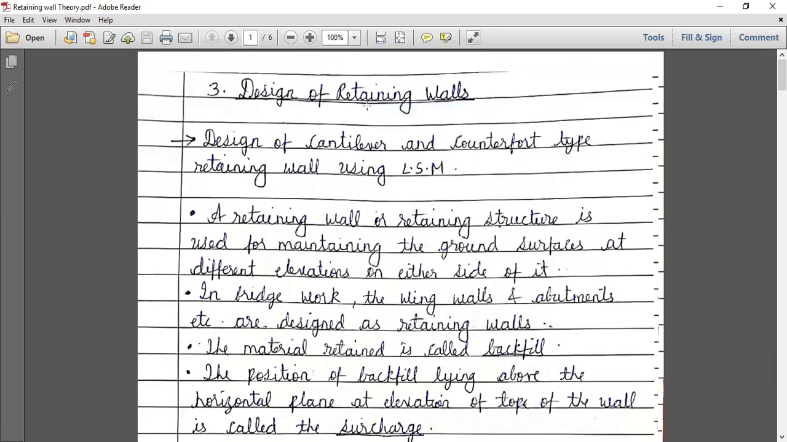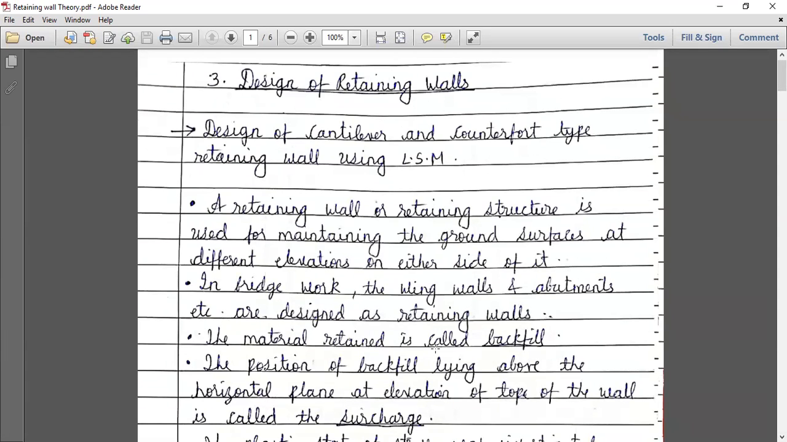Okay, so what is a retaining wall? A retaining wall or retaining structure is used for maintaining the ground surfaces at different elevations on either side of it. In bridge work, the wing walls and the abutments are designed as retaining walls. So in bridge, we have seen there is an abutment, the first pier that is called an abutment, and the wing wall. These are used to retain the material or the soil.